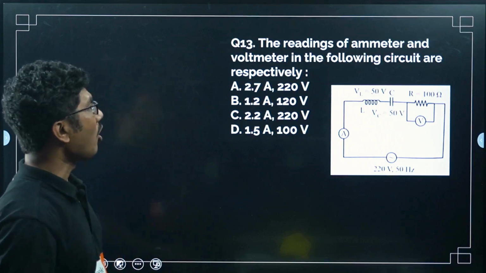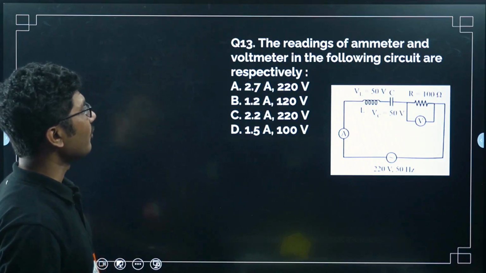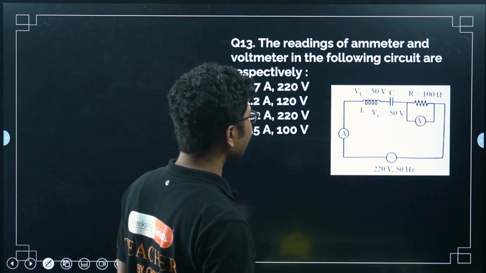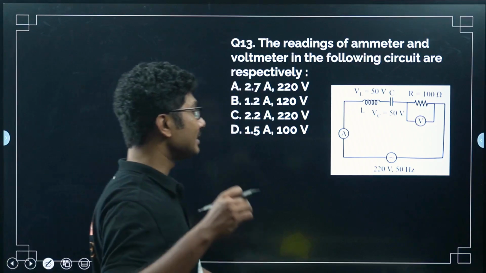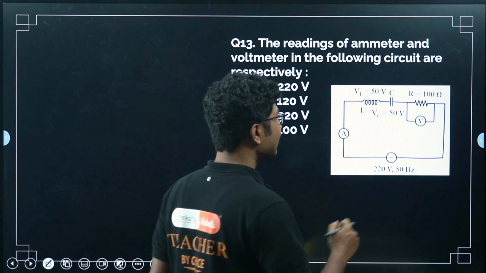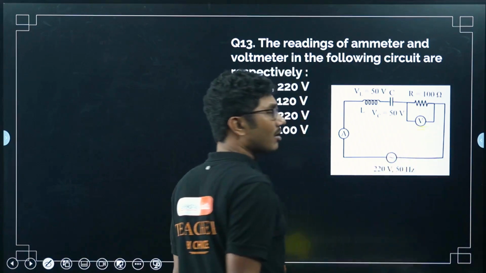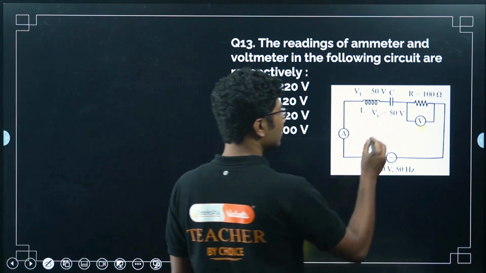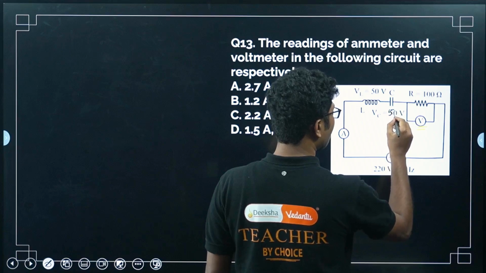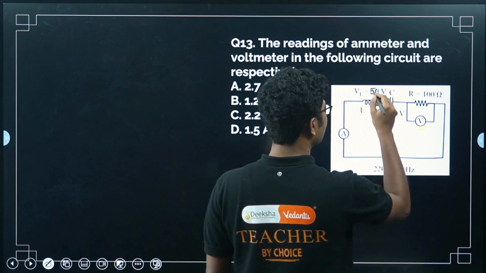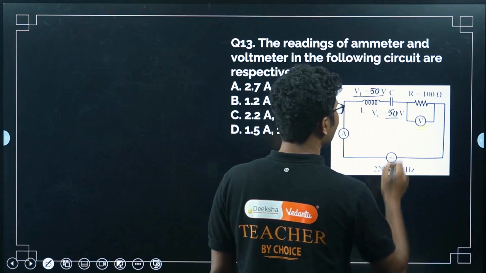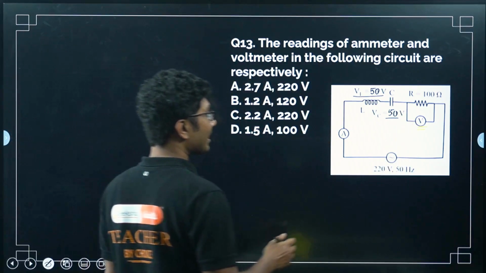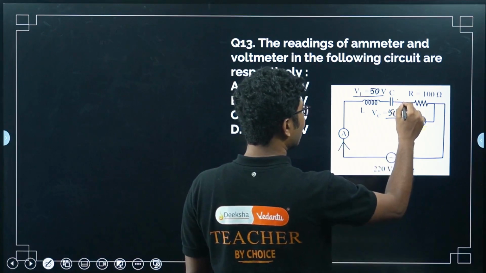The readings of the ammeter and voltmeter in the following circuits are, respectively. So they have asked you to find the readings of the ammeter and voltmeter. This is similar to a question we have solved, but in this case the voltmeter is applied across the resistance. Here the voltage is given by 50, and this is also 50. So VL is equal to VC, which means this circuit is in resonant condition. So whatever current is flowing, it is only because of this resistor.